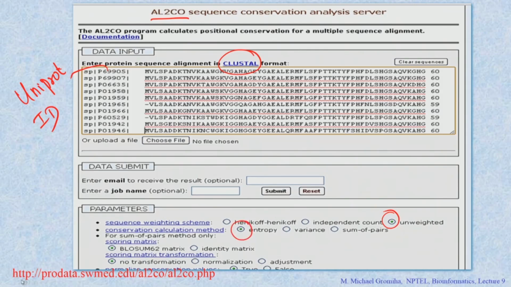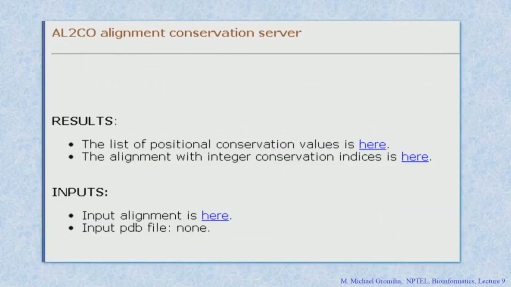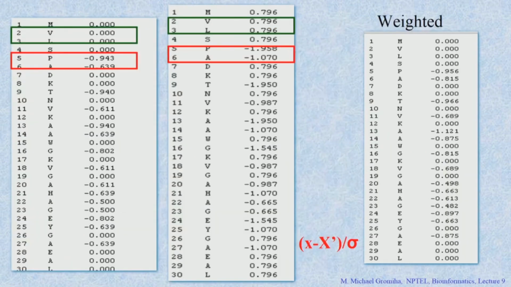So, here this is the website where you can get the AL2CO method to get the conservation. If you give the submit button, you will get the data, which is asking for the positional conservation, or the alignment with the integer conservation, or you can classify into different groups, different numbers. If you want to check your input, the input alignment is here. If you click here, you will get the input alignment, or you can get the positional conservation here. If you go with the positional conservation, these are the different amino acid residues.